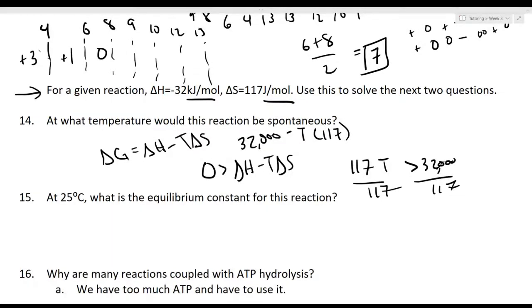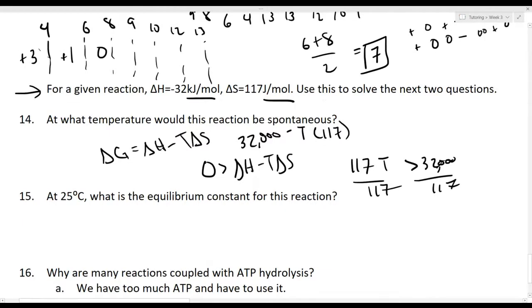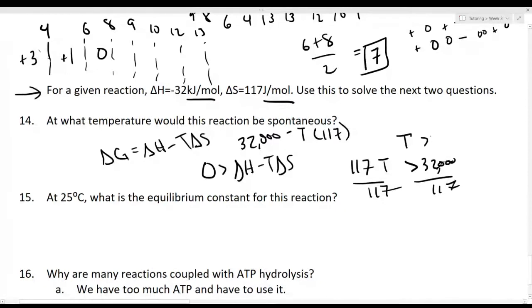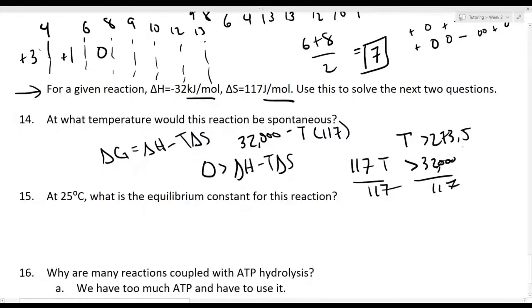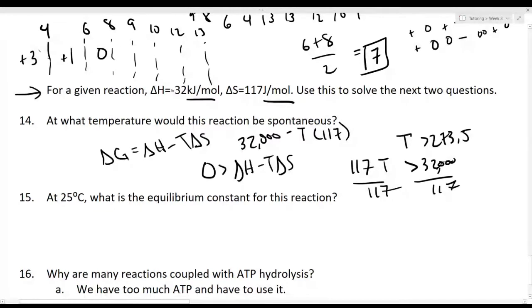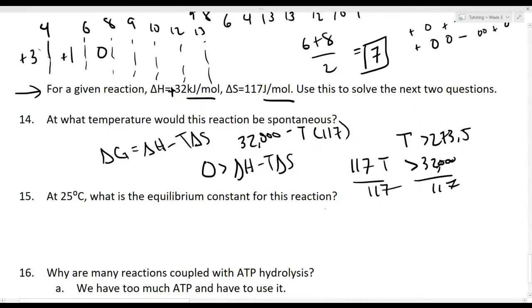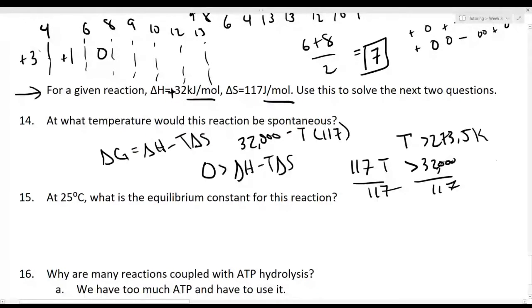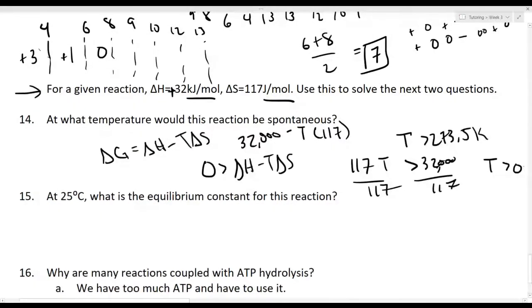And so I get 273.5. Okay, T has to be greater than 273.5. Oh, I'm sorry, this is a negative delta H. We're going to treat it as positive just for convenience because I just realized I've missed it. Okay, and this is in Kelvin. In other words, it's basically the temperature has to be greater than 0 degrees Celsius.